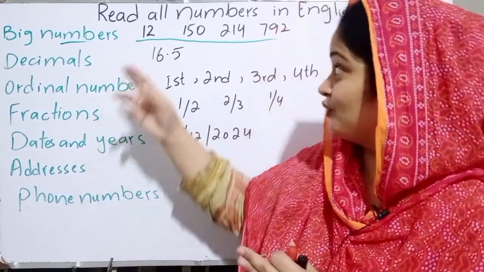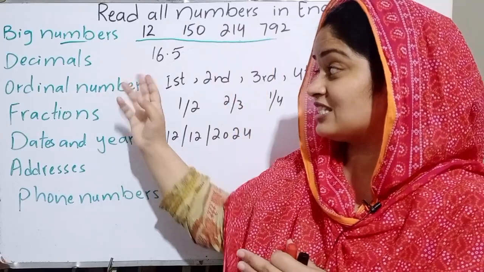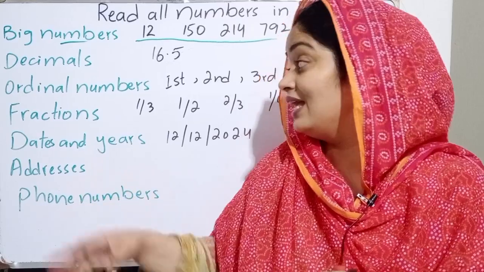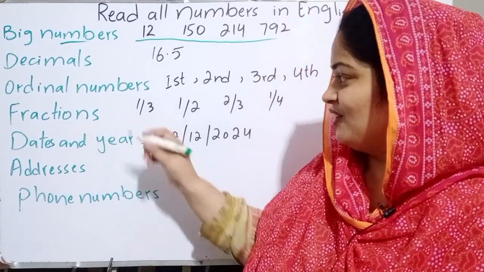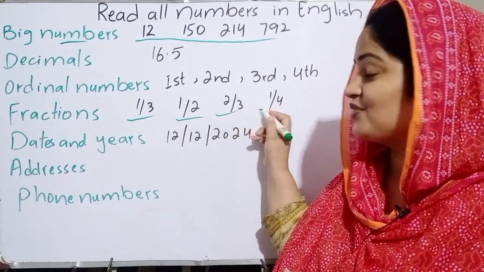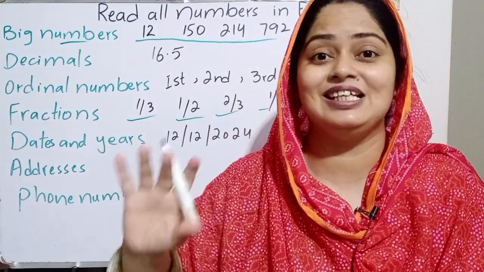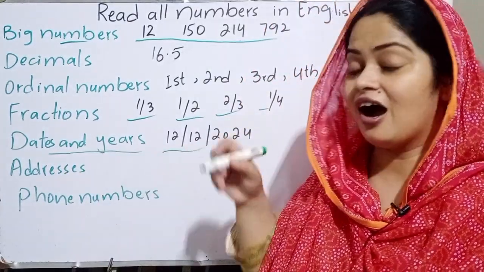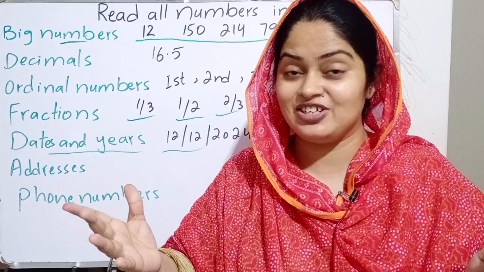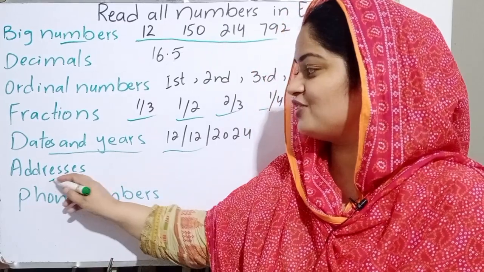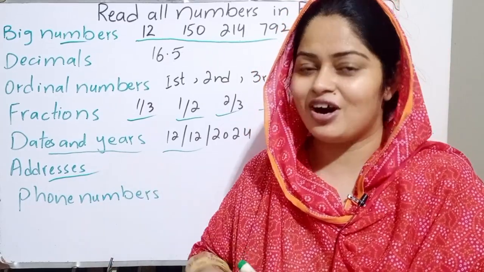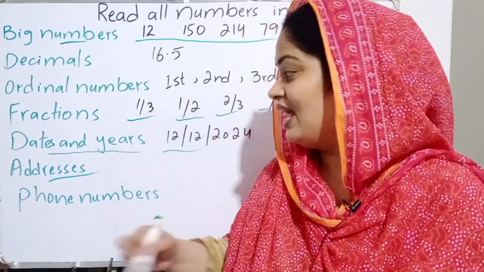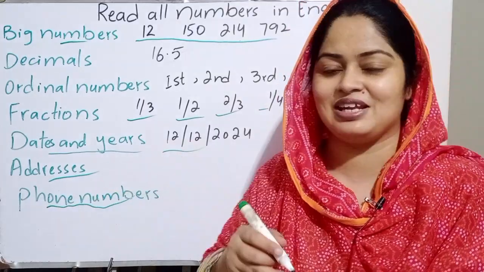What is your method to read all the big numbers? Decimals, ordinals: first, second, third, fourth. And what about the fractions? How can you pronounce and read all these fractions in English? Dates and years. How would you read dates and years in English? How can you tell the address in English? And the most important thing is, how can you read the phone numbers in English?